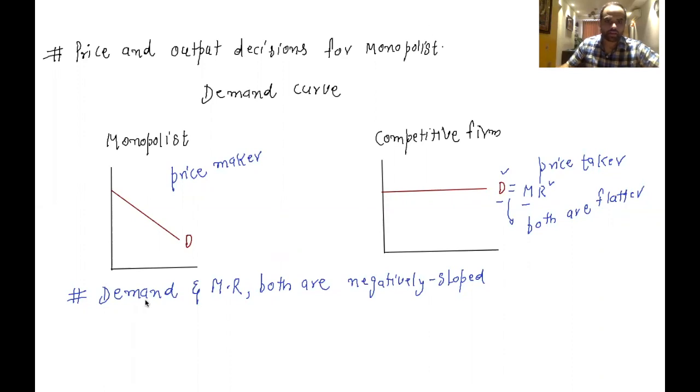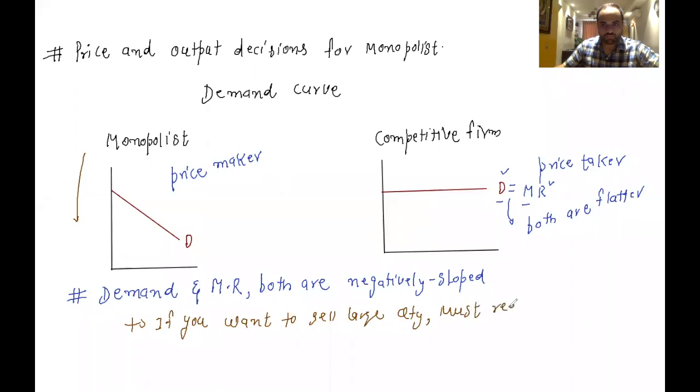Why is it negatively sloped? Because we are talking about a monopolist. Remember, if you want to sell a large quantity, you have to reduce the price. That's the only option you have to maximize your sales. If you do not reduce the price, consumers stop demanding that product. They don't want that product. So that's the reason the demand and the marginal revenue curves both are negatively sloped.